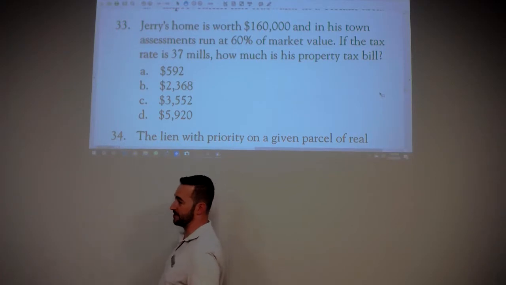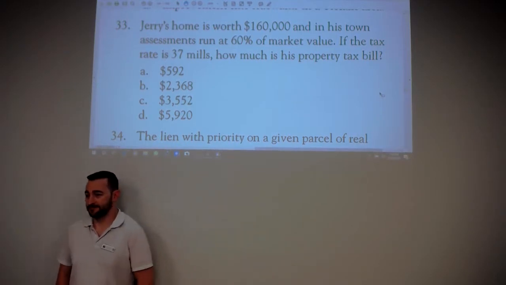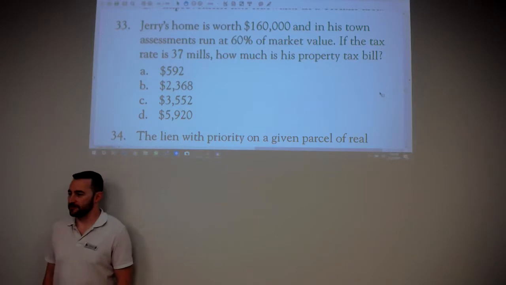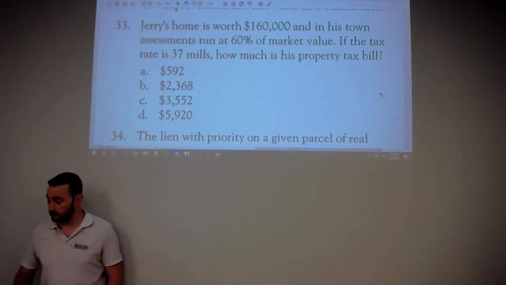Wait, what was mil again? A thousandth of a dollar. 0.001. 4 mils would be 0.004. You want the book or not?